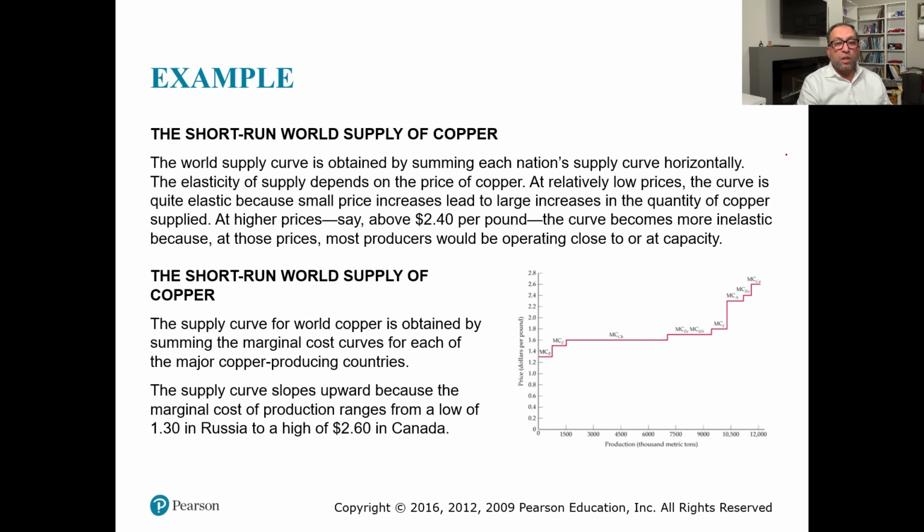At a relatively low price, the curve is quite elastic, because a small price increase leads to a large increase in the quantity of copper supplied. At higher prices, say above 2.4 per pound, the curve becomes more inelastic, because at those prices most producers would be operating close to or at capacity. Further increase is not so easy. So the supply curve for world copper is obtained by summing the marginal cost curves for each of the major copper-producing countries. The supply curve slopes upward because the marginal cost of production ranges from a low of 1.3 in Russia to a high of 2.6 in Canada.